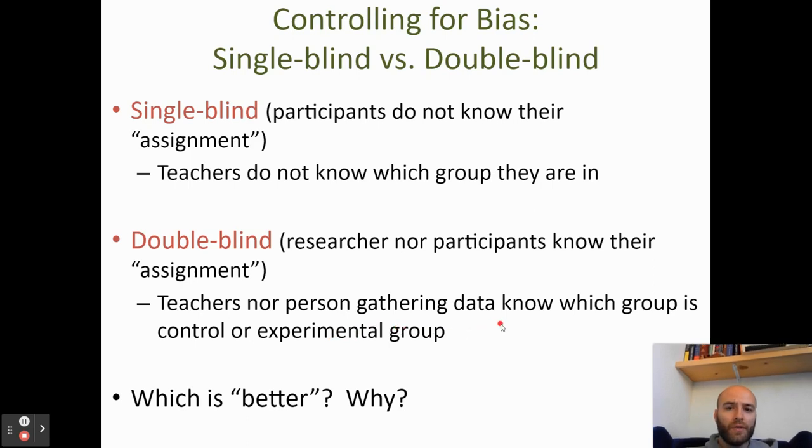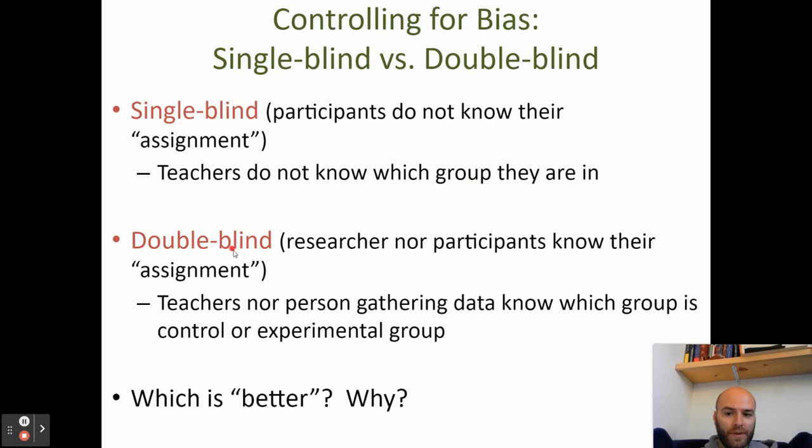So other things we can do to control for bias are 2 things called single blind and double blind studies. In a single blind study, participants do not know their assignment, right? So for us, in this experiment that we've put together, teachers do not know which group they are in, right? You have the control group who's getting the decaf coffee, and you have the experimental group that's getting the caffeinated coffee. They don't know which group they're in. They both think they're just drinking coffee and seeing the effects. Okay.